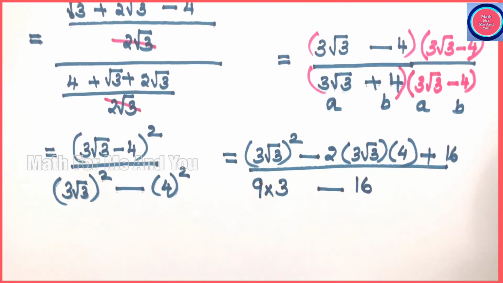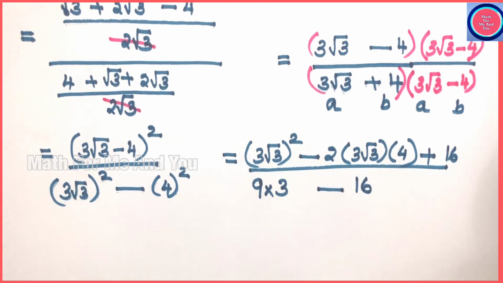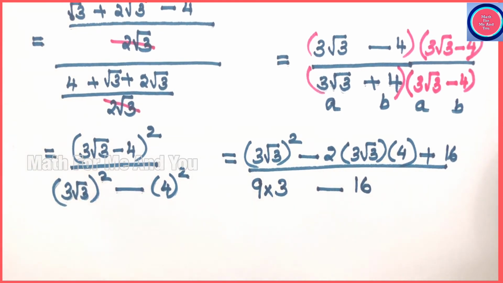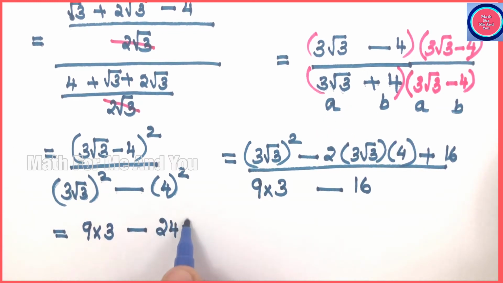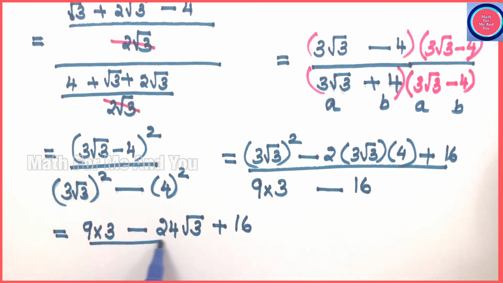Again we have to simplify the numerator. (3√3)² is 3² times (√3)², so we can write 9 times 3 minus, we can multiply the integers first, 2 times 3 times 4. 6 times 4 is 24. Then √3. So it is minus 24√3 plus 16. Divide by 9 times 3, we can write as 27 minus 16.